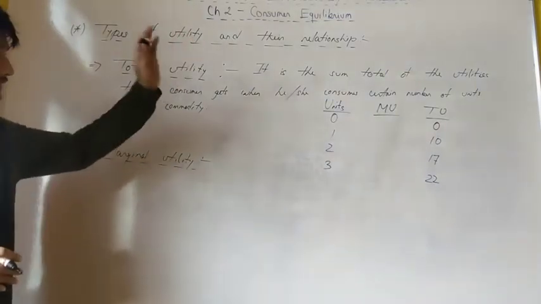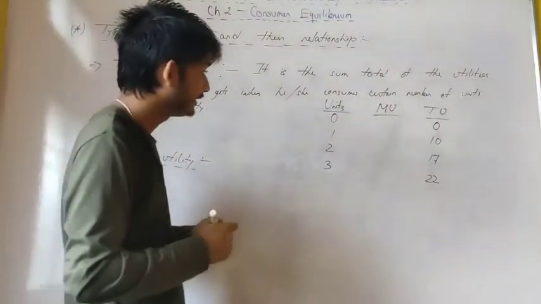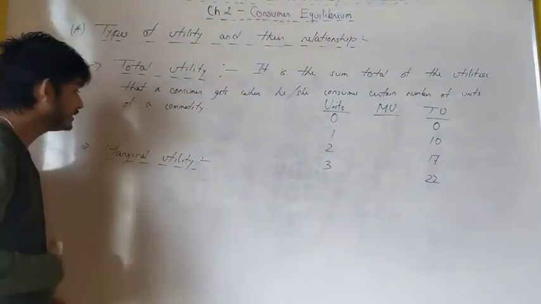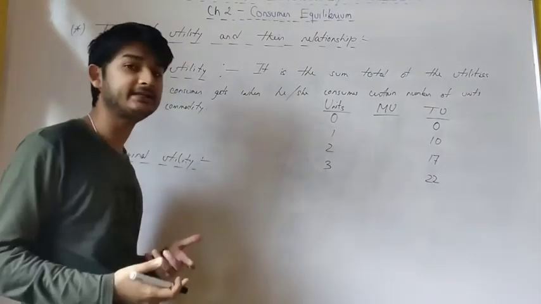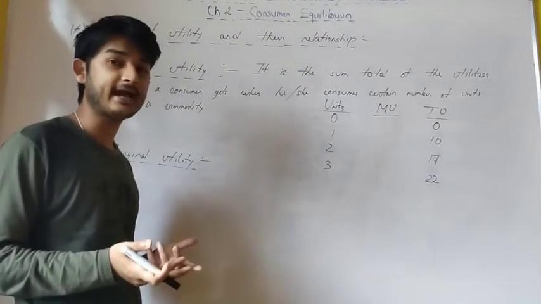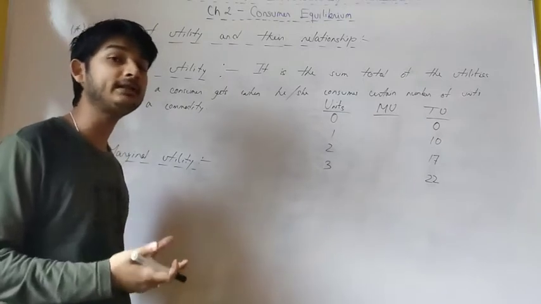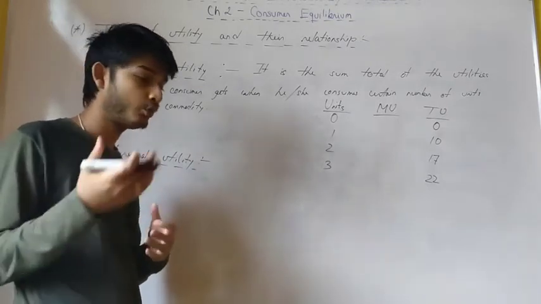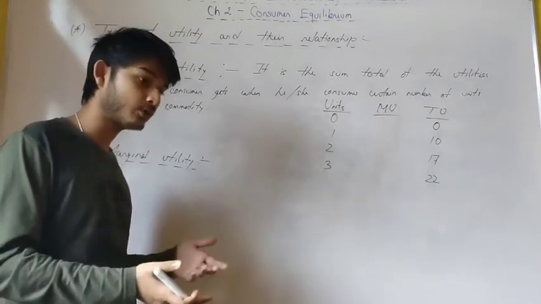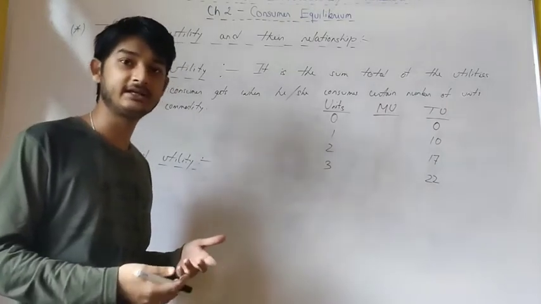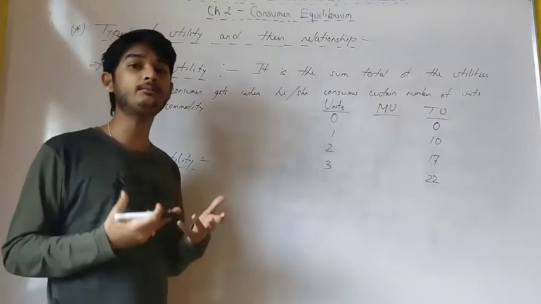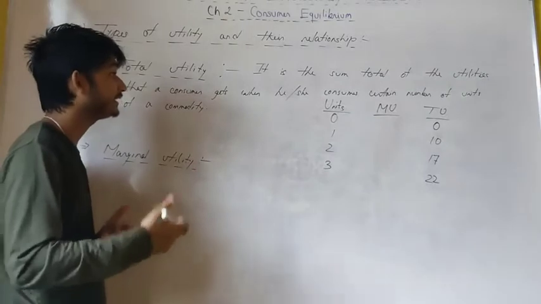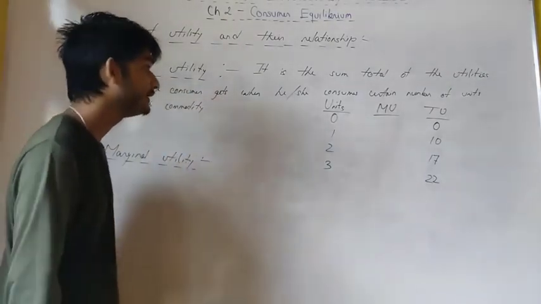I am keeping the same example here just to make the concept even more clear to you. Marginal utility is the additional utility that a consumer derives when he consumes one more extra unit of the commodity. That means whatever addition a consumer makes to his total utility due to consumption of one more extra unit of the commodity, that utility is called the marginal utility.